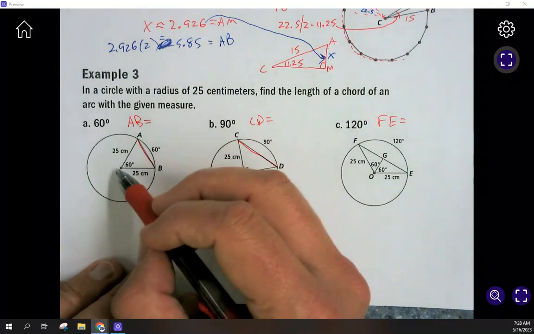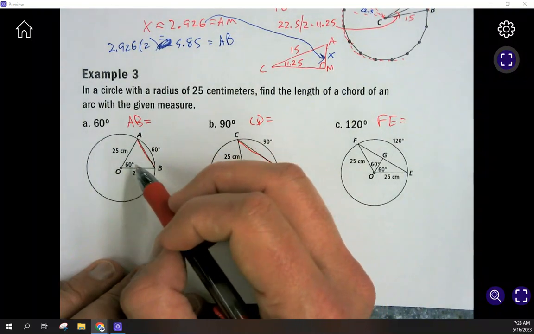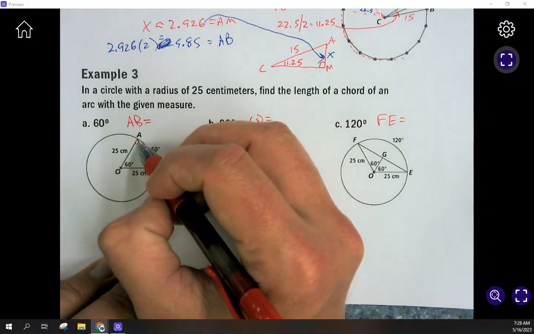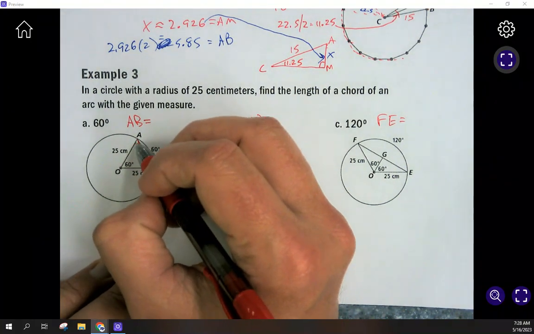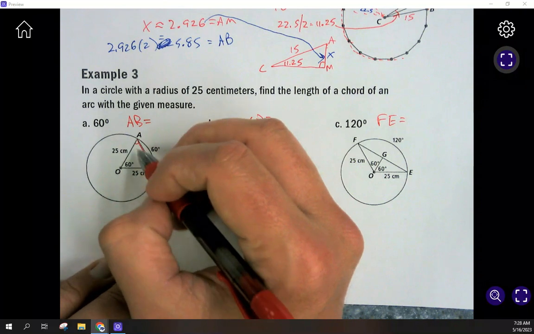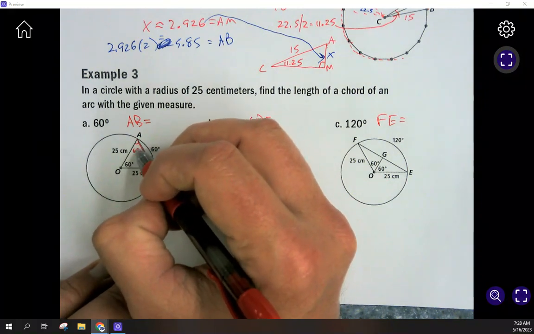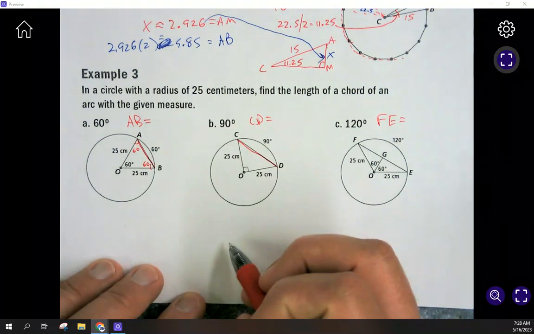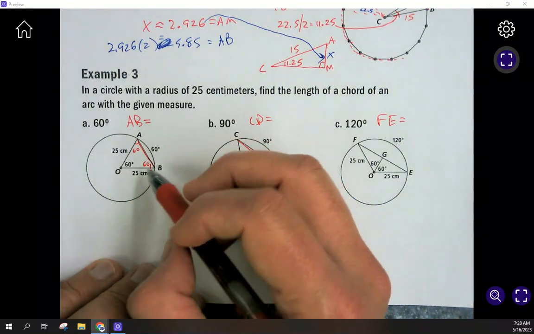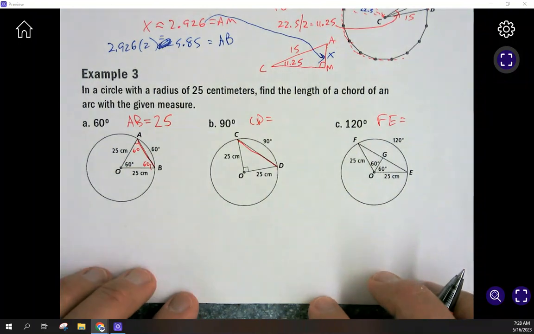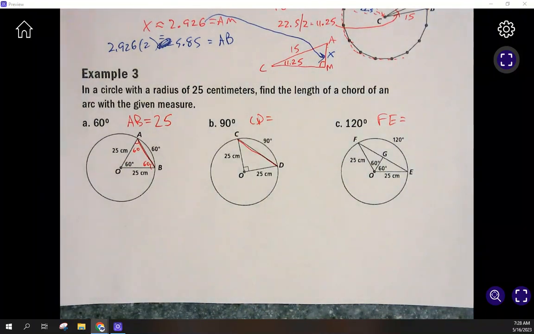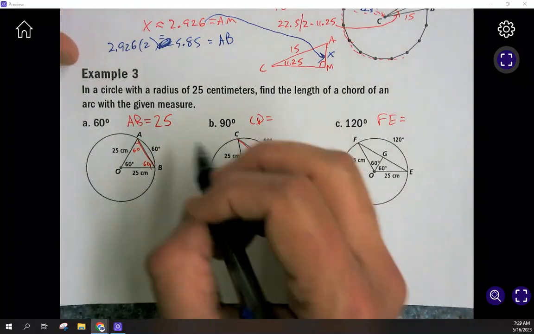So right here, we've got, of course, an isosceles triangle. And if it's isosceles, we know that these two angles are equal to each other. So if this is 60, I have 120 left over that has to get split two ways. So I know all of these angles are 60. Well, if all the angles are 60, that means all the sides are the same. So AB is 25 because I have an equilateral triangle. It is isosceles, but it's actually equilateral.